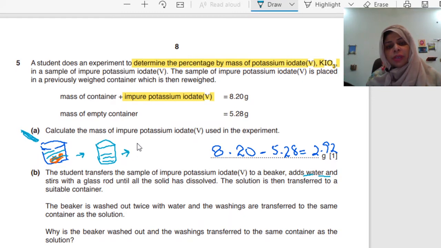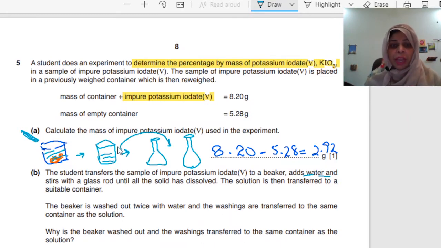When we have to put this solution into a suitable container, we have to make a solution in a conical flask, or we have to transfer it into a volumetric flask. So the beaker is washed out twice with water and the washings are transferred to the same container. Why is the beaker washed out and the washings transferred to the same container? If we have to make a solution, then we have to transfer the whole of this solution to the volumetric flask. But why should we wash it again and again?